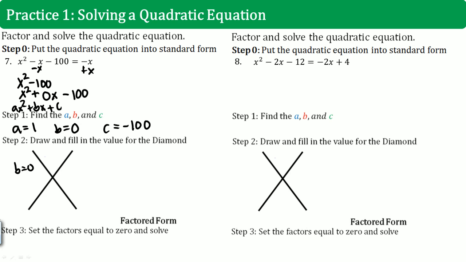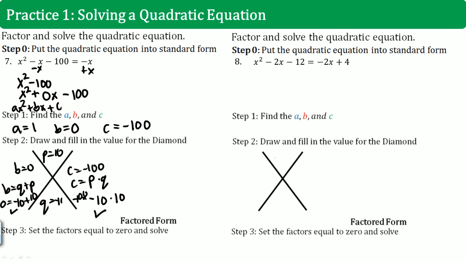Still fill this in. b equals 0. b is referred to the numbers that add up to make that. c equals negative 100. c is equal to p times q. All right. So what two numbers add to 0? What numbers multiply to make negative 100? Oh, negative 10 times 10. That gets me negative 100. So that works. I add these two, negative 10 plus 10, that gets me 0. So that works. All right, so my two factors, p equals 10, q equals negative 10.